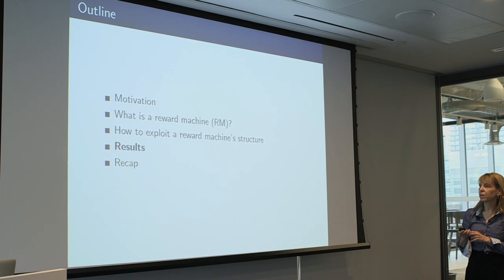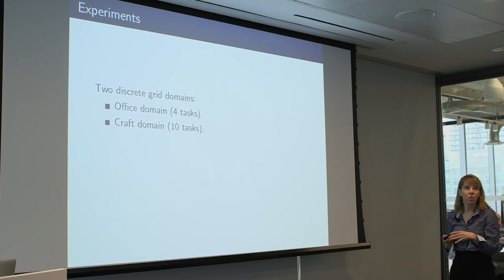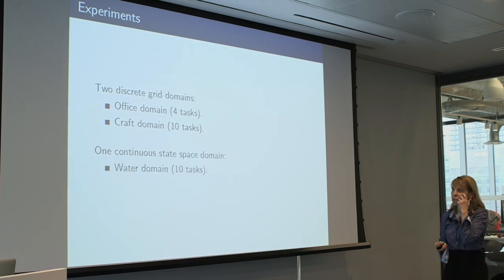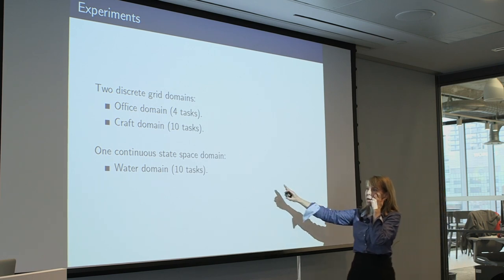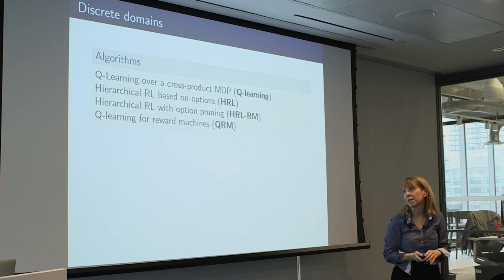And let's just look at our results. So we studied two discrete domains: the office domain, which you saw, which had 4 tasks, and also the sort of Minecraft domain, which Jacob Andreas developed, which had 10 tasks. And we also did a continuous state domain with DeepRL, and it was the water domain, and we did 10 tasks over that domain.